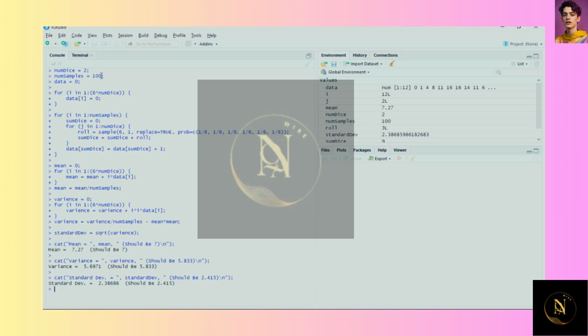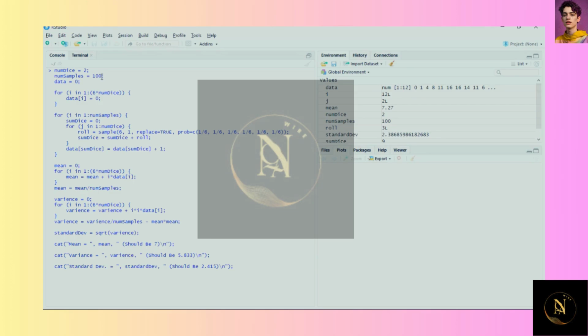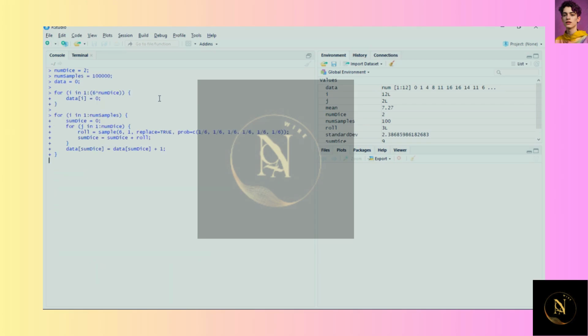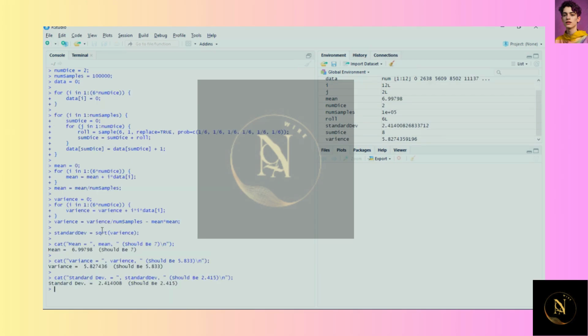And of course, if we do this a larger amount of times, so for example, we'll go ahead and bring this up to 100,000. See, it takes a little bit longer, but we get a mean, variance, and standard deviation way closer to the theoretical results than with just 100 samples. And of course, if we did this an infinite amount of times, we should see that the mean, variance, and standard deviation exactly equal the theoretical results.